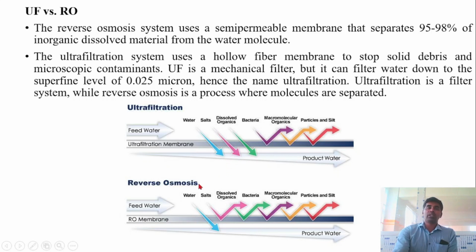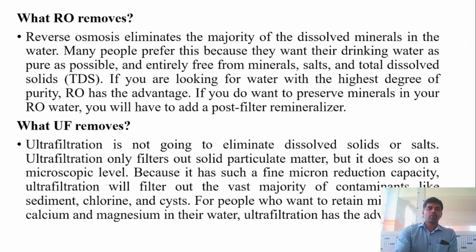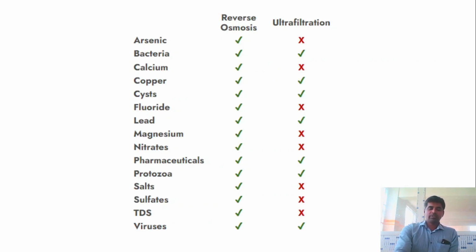Only water will be the output of reverse osmosis. But in the case of ultrafiltration, salts and dissolved organics also come with the water as output. Now we are going to see examples of what kind of contaminants and micromolecules can be separated by reverse osmosis and ultrafiltration. You can easily see bacteria can be separated by both reverse osmosis and ultrafiltration. Copper, cyst, lead, pharmaceuticals, protozoa and viruses can also be separated by both.